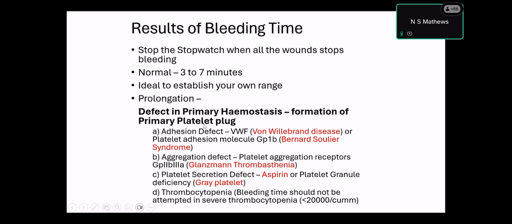Abnormalities of the bleeding time indicate a defect in the primary hemostasis, the formation of the primary platelet plug. For example, an adhesion defect as in von Willebrand disease, or Bernard-Soulier syndrome where glycoprotein 1B is abnormal, or an aggregation defect as in glycoprotein 2B3A abnormality, Glanzmann, platelet secretion defects, gray platelets, or even drugs for that matter. Remember that in thrombocytopenia, you should not do the bleeding time in a patient who has less than 20,000 platelet count, because thrombocytopenia per se can prolong the bleeding.